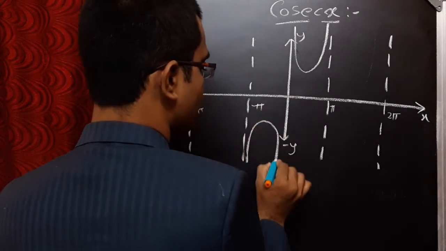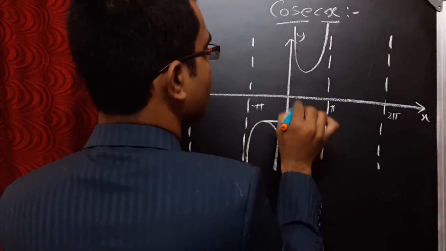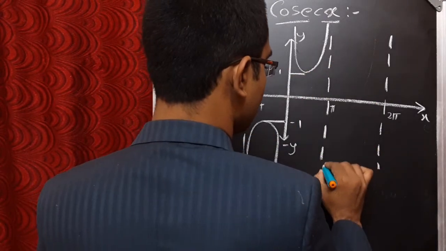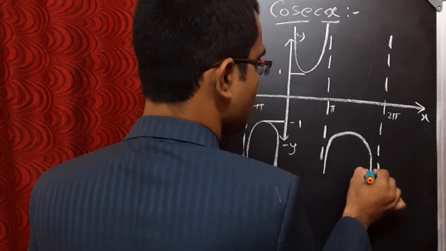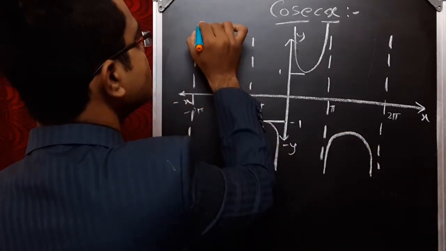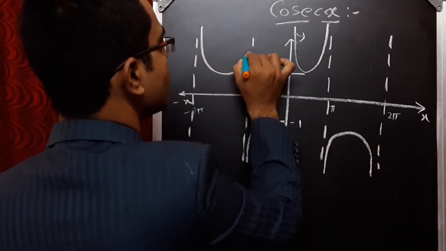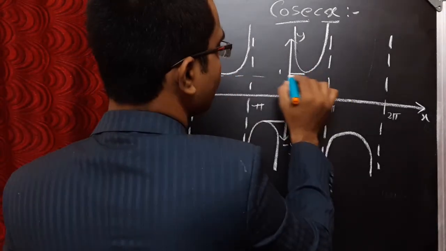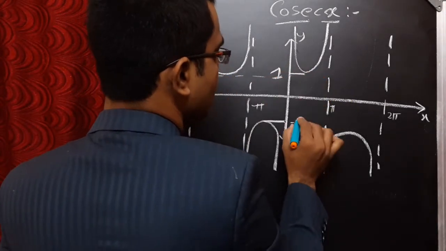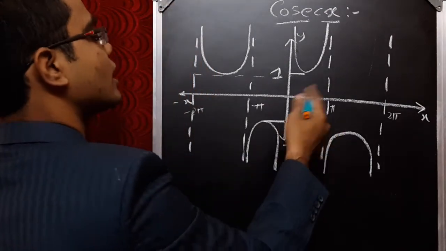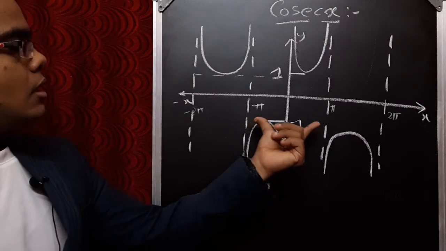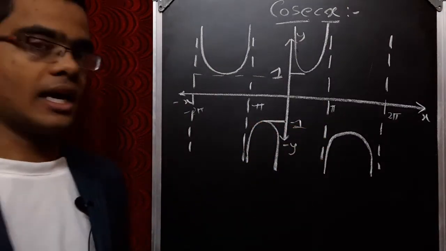And what is this value, sir? This value is going to become minus 1, this value is going to become 1, and again the graph is very simple to understand. So all these values are 1, and this is going to be minus 1. So the graph is going to repeat. If you see carefully, every 2 pi interval the graph is going to repeat.